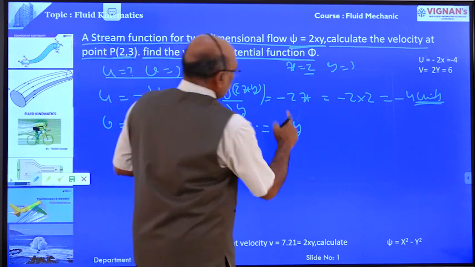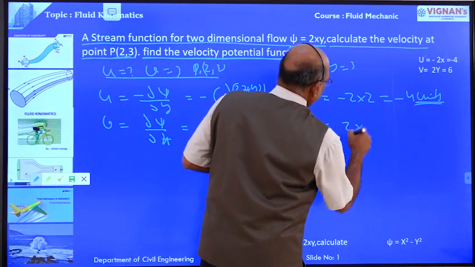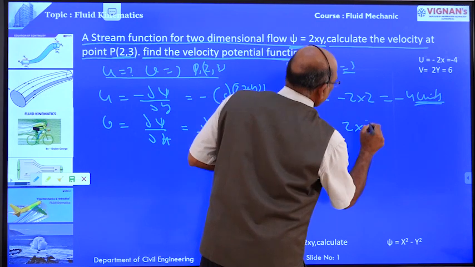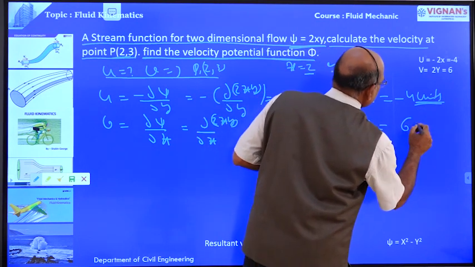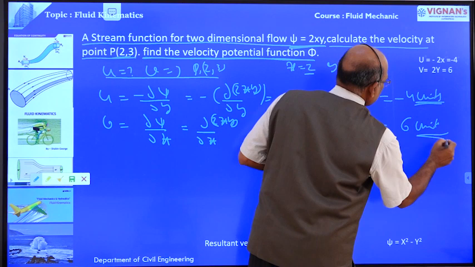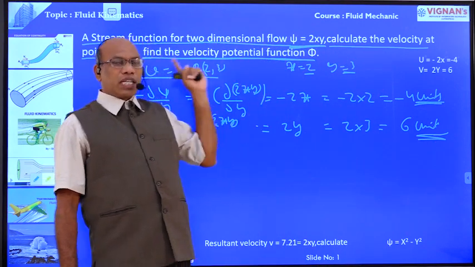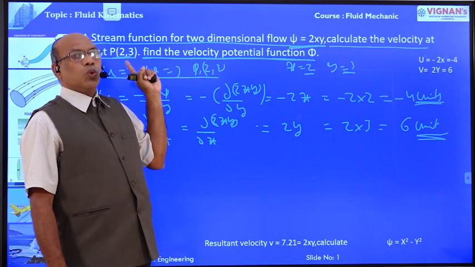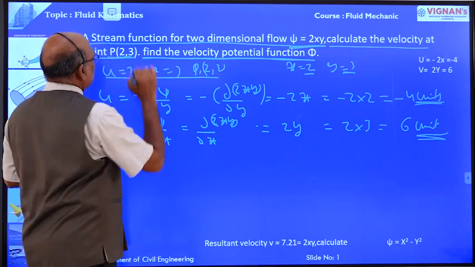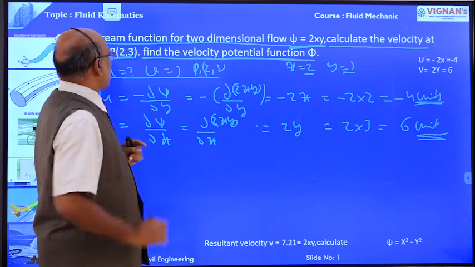v is equal to 2y. This is equal to 2 into, what is the y value? 3. This is equal to 6 units. These are the velocity components in x and y direction at a point P, that is (2, 3). This is the first question.